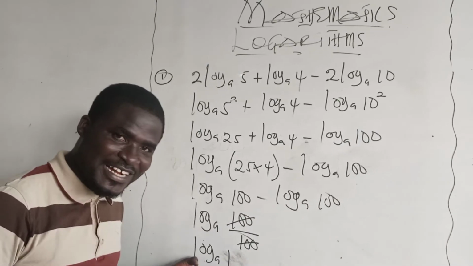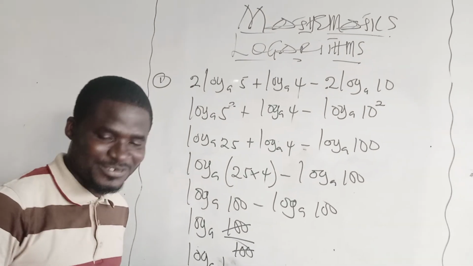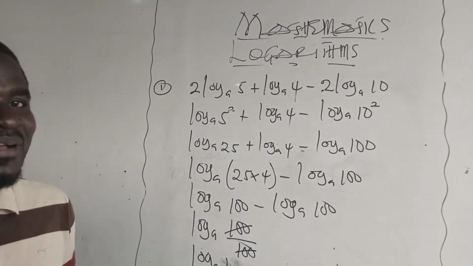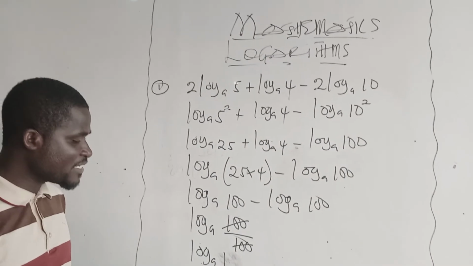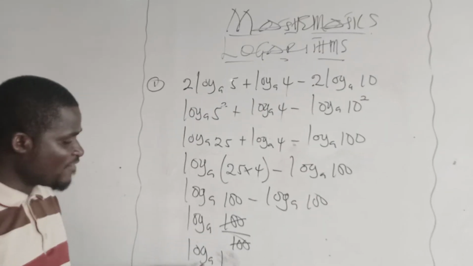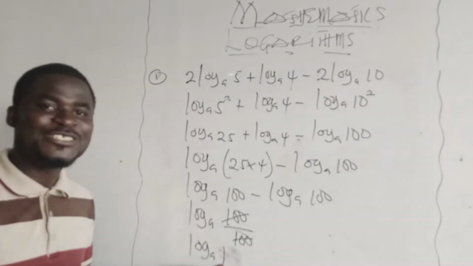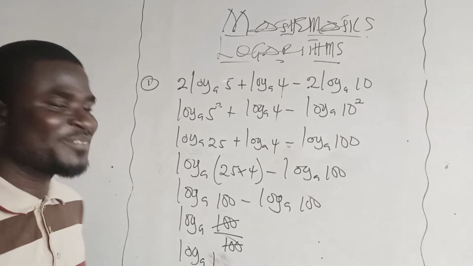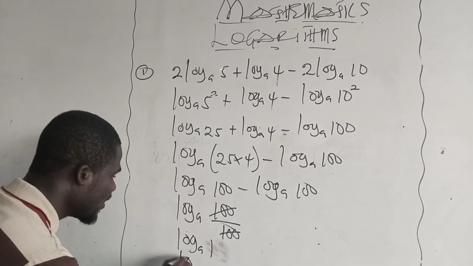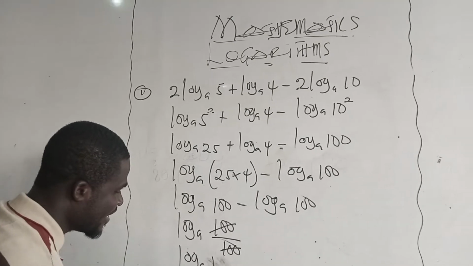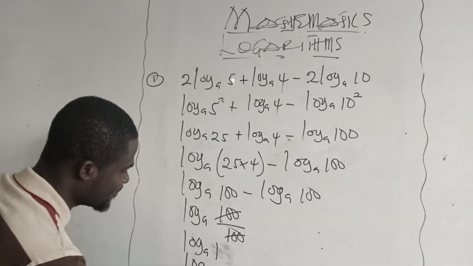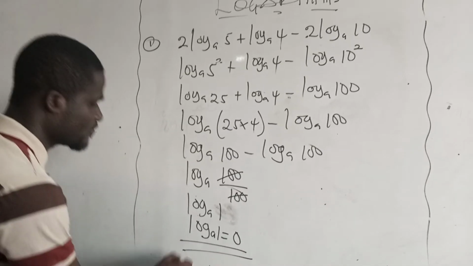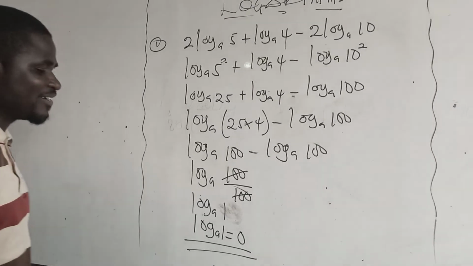Is it the final answer? Good. That's not the final answer. Let's go to the properties. The property says that if you have log a1, the answer should be what? 0. Do you remember? Good. So the final answer will be what? Log a1 is equal to what? 0. This is our final answer.